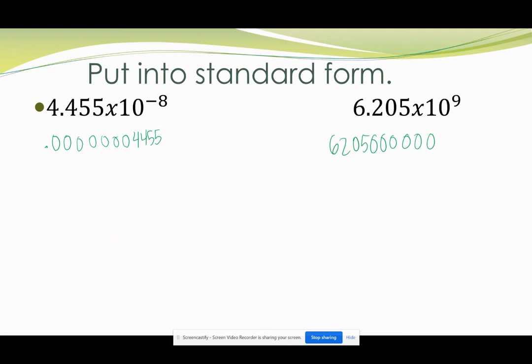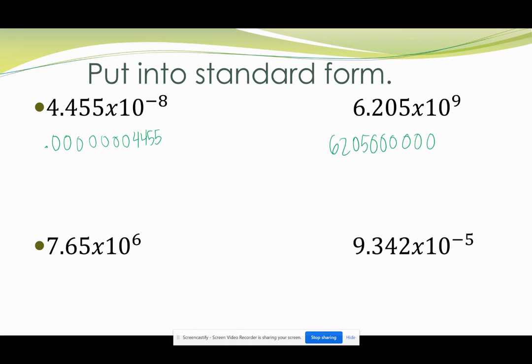For these types of problems, when we're putting it into standard form, if it's a negative exponent, we're moving to the left because we want our number to be less than 1. Anytime it's a negative exponent, we're going to have a number less than 1. When we have a positive exponent, we're going to move to the right. Anytime we have a positive exponent, the number is greater than 1. So try these problems.